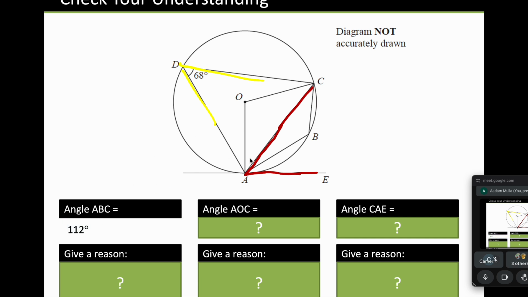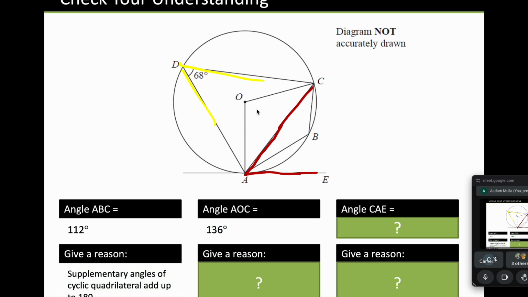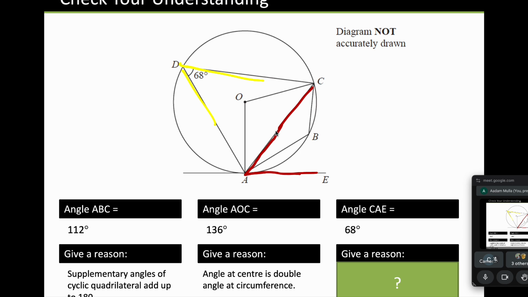So ABC, we've got a cyclic quadrilateral, so these two add up to 180. Then AOC, this one over here, is 136 because it's going to be double that one. And then the last one, CAE, it's the hardest to spot, but it's the easiest to work out. It's going to be exactly the same, alternate segment theorem.